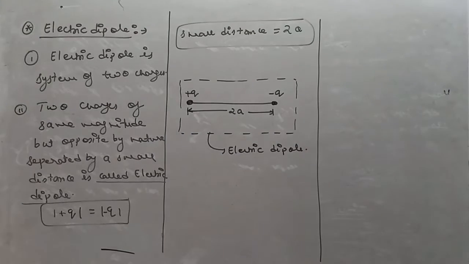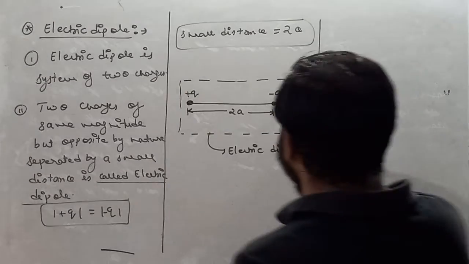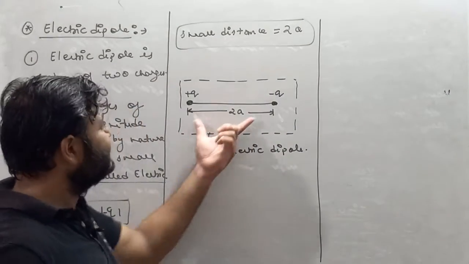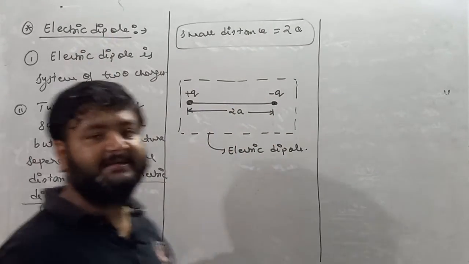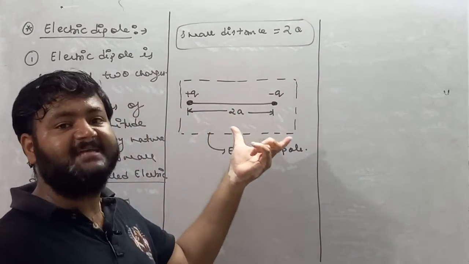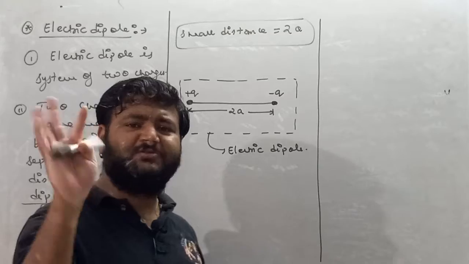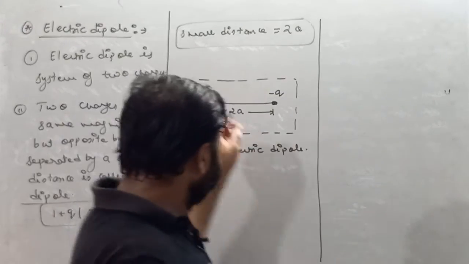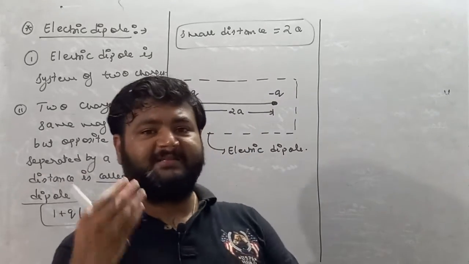You have to understand that electric dipole is not for a single charge. Electric dipole is basically a pair of charges. We have two charges, one is plus q, another is minus q, separated by a small distance. This distance is considered to be 2a. Instead of r or d, we will write 2a or 2d, whatsoever you want, but remember to put 2, because this 2 can help you further in long derivations.